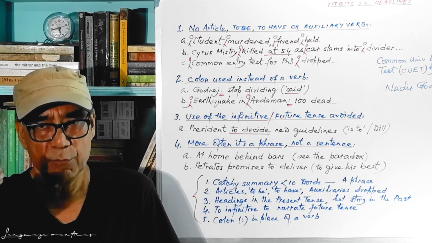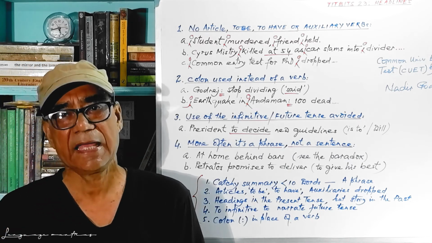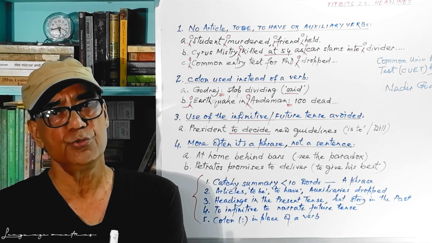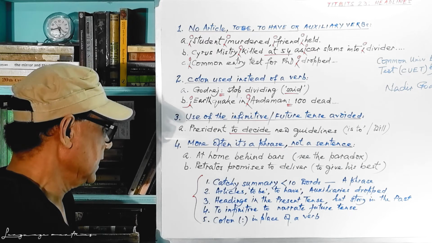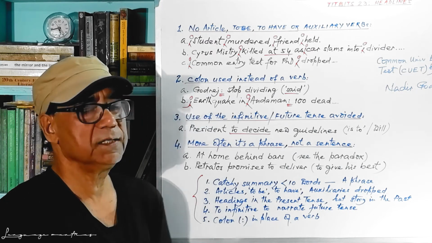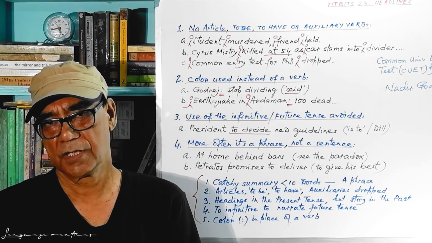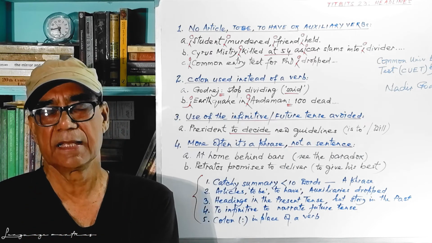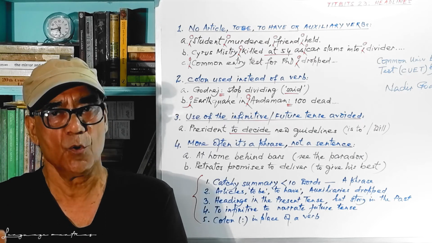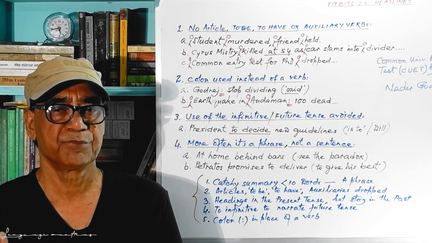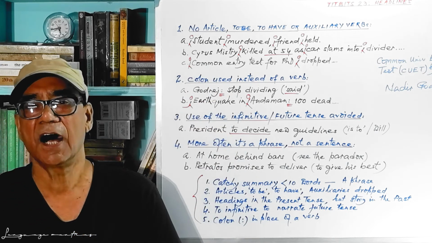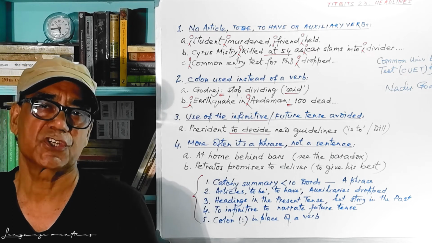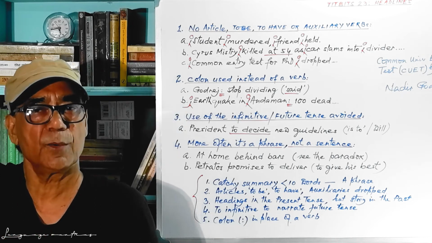To infinitive, to narrate future tense, sometimes will and shall, this form is avoided. I shall go, he will do, this form is avoided, and the to infinitive form is used to make the future tense. And finally, colon is placed in place of some obvious verb like say, like lead, etc. What you can guess very easily. So these are the basic items that make a headline in English newspapers. So take care of these things.